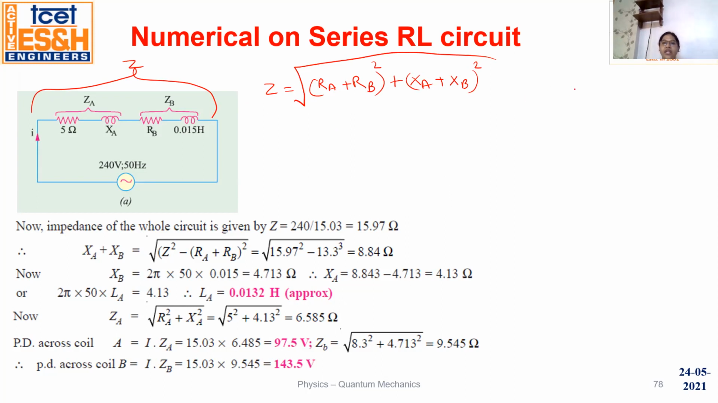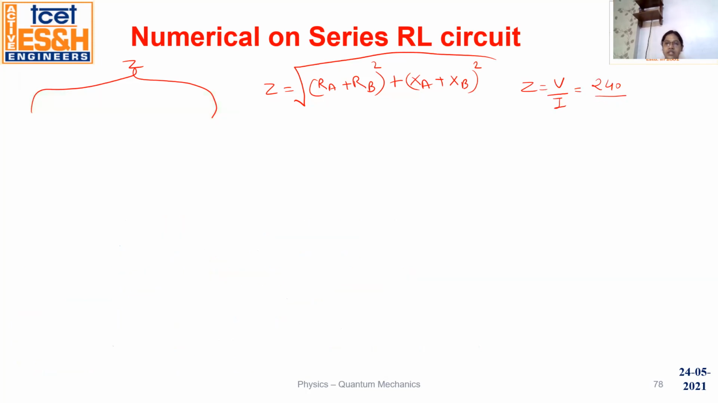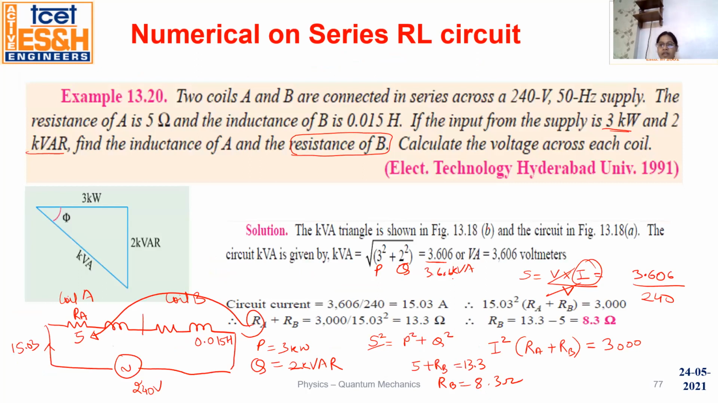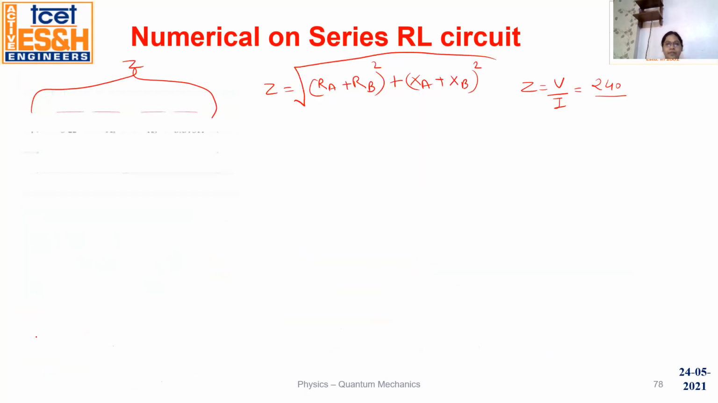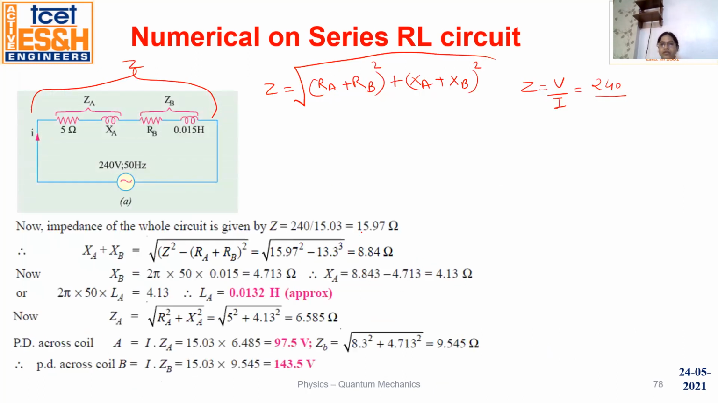Okay. And here, what is the value of impedance? Impedance is total voltage divided by total current. Total voltage is 240 is given, and total current we found is 15.3. This is the circuit current, 15.3. So 240 divided by 15.3, we will get 15.97 as our overall impedance.